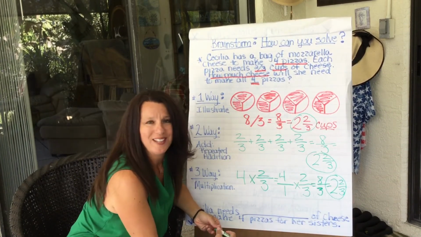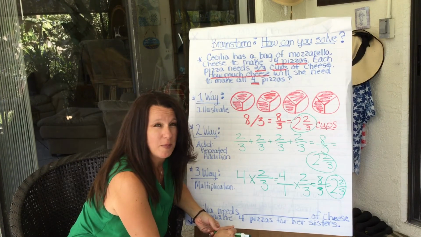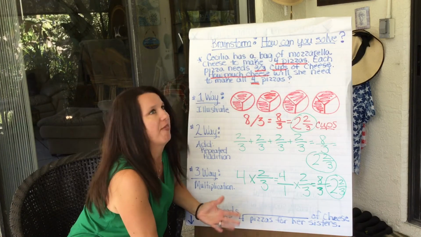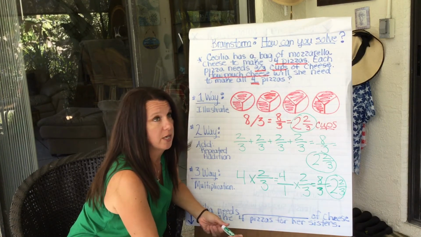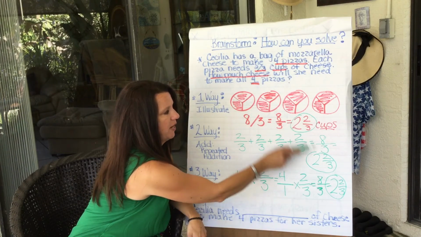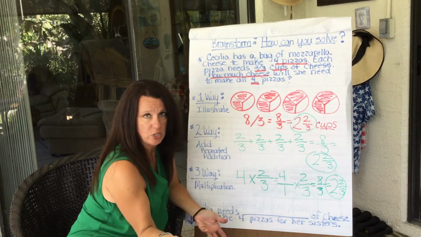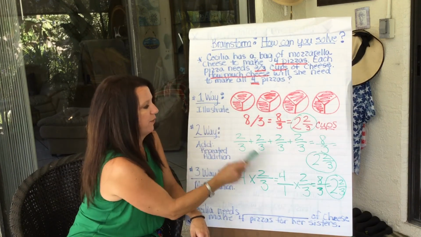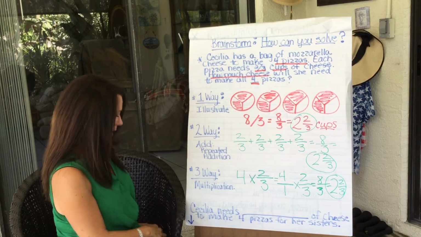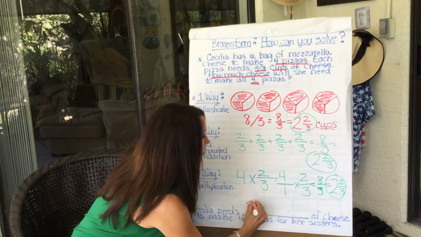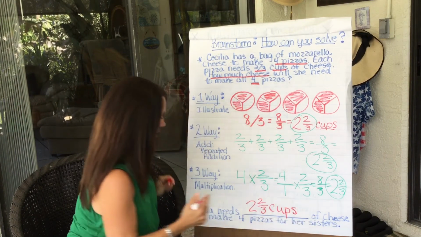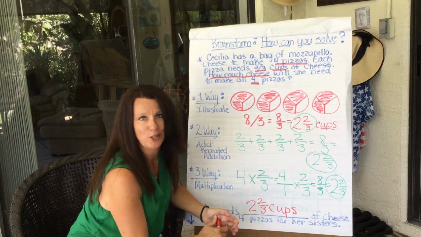So remember our thing that we said at the very beginning of the day, beginning of the year, about going to Chick-fil-A? Math is like going to Chick-fil-A. When you get there, you're going to get chicken in some way, shape, or form, right? So you still got the chicken, right? 2 and 2/3, that represents chicken, but you went a different road to get there. So there's 3 different ways. So Cecilia needs 2 and 2/3 cups of cheese to make 4 pizzas for her sisters.